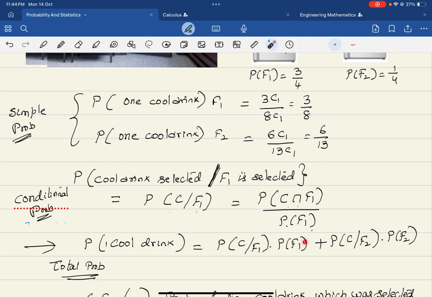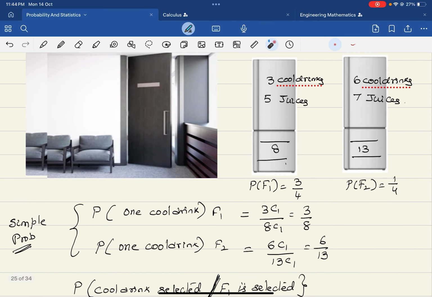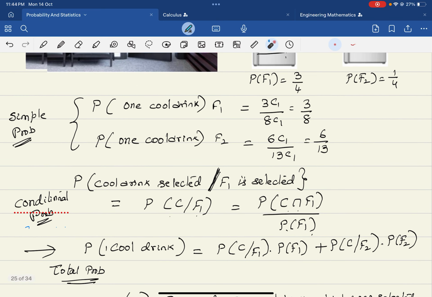Now what we are doing? The probability of F1 and the probability of F2, these two we are totaling. So it is the total probability. Now for example, you have another fridge also. Fridge 3 is also there, and there also some drinks and juices are there, suppose. Then P of C given F3 multiplied by P of F3 will be added. So that is called the total probability. You only need the probability of the cool drink. We are not bothered about whether it is from fridge 1 or fridge 2 or fridge 3. So this is the total probability.